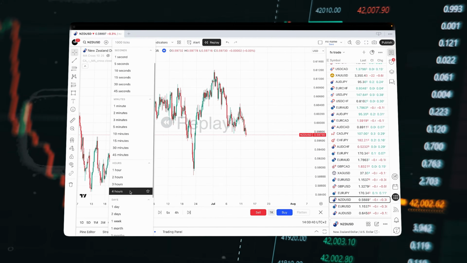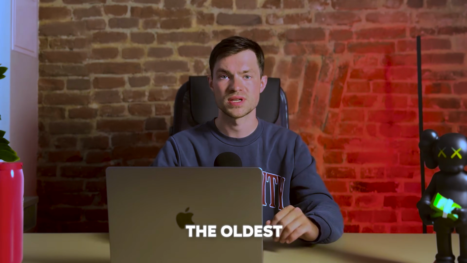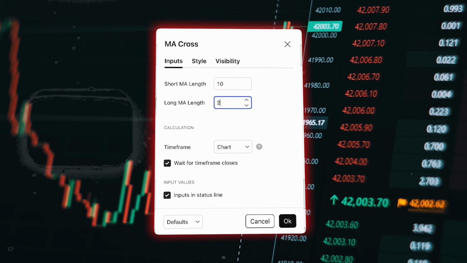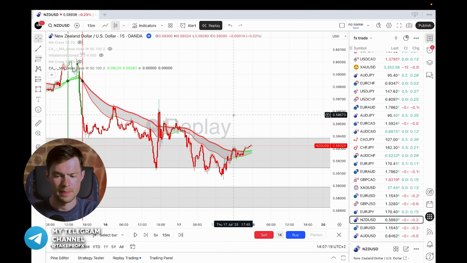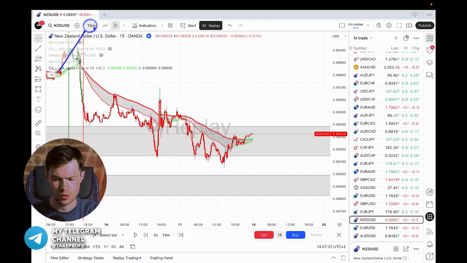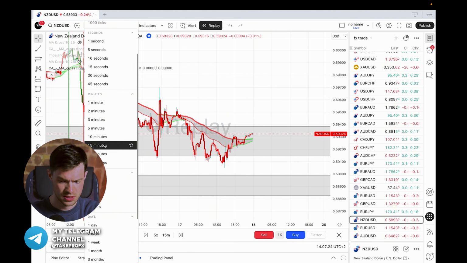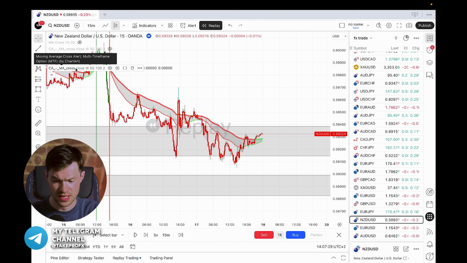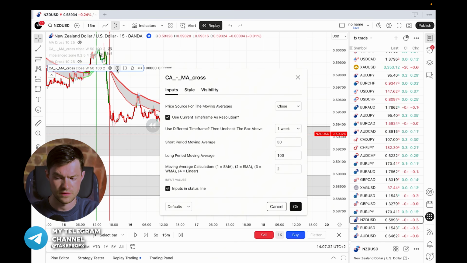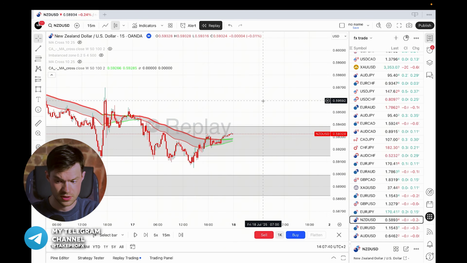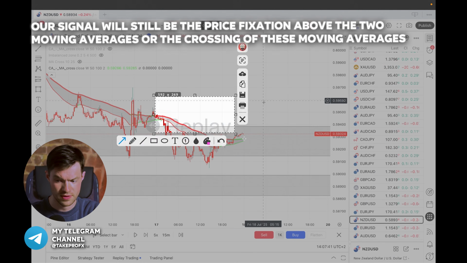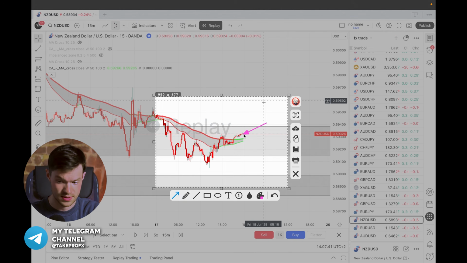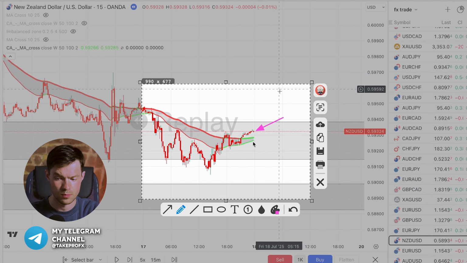The thing is that on the older time frames, such as 4 hours and 1 hour, in order to see the global weaknesses of the trend, we use the moving average lines with a small period of 10 and 25. In this situation, when we are preparing to enter a trade, we should switch to a younger time frame, for example 15 minutes, and here we need a moving average indicator with longer periods such as 50 and 100. Our signal will still be the price fixation above the two moving averages, as in this case, or the crossing of the moving averages.